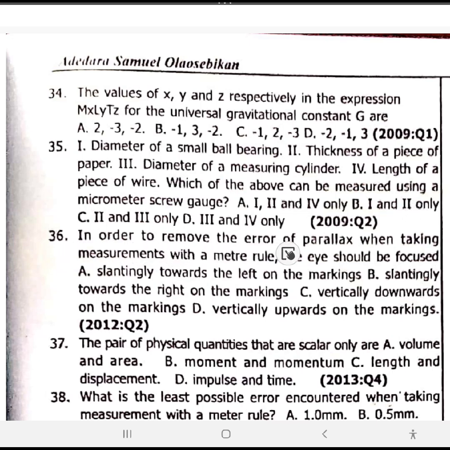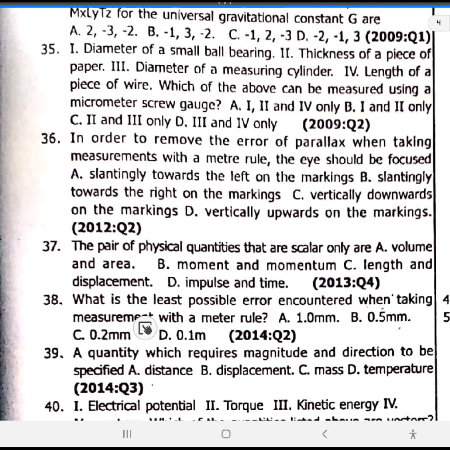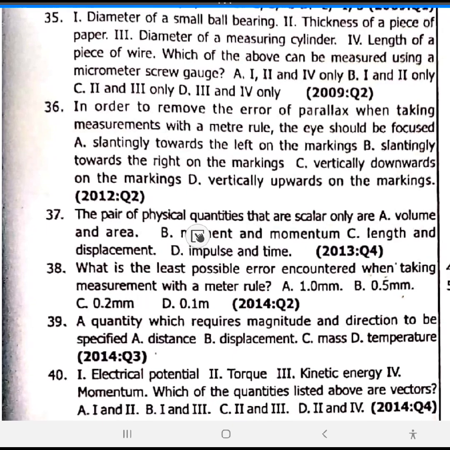36. In order to remove the error of parallax when taking measurements with a meter rule, the eye should be focused vertically downward. Option C. 36 is option C, vertically downward. 37. The pair of physical quantities that are scalars only are volume and area. Surely option A. Right. Momentum, displacement are all vectors. Full stop. So 37 is option A. 38. What is the least possible error encountered? This will be demonstrated.